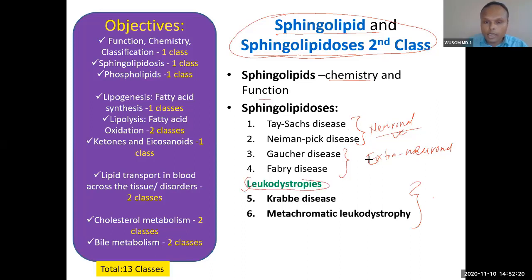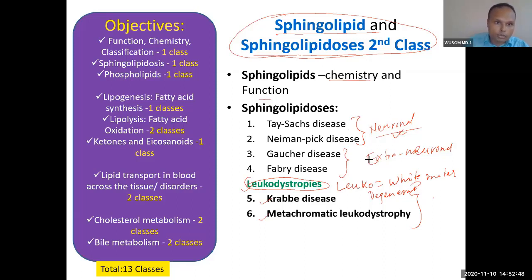If you can remember, leuko means white matter, and dystrophy means degeneration. So white matter degeneration. The white matter degeneration disorders are these 2: Krabbe disease and metachromatic leukodystrophy. So these 6 disorders we will talk about. This is the 2nd class.